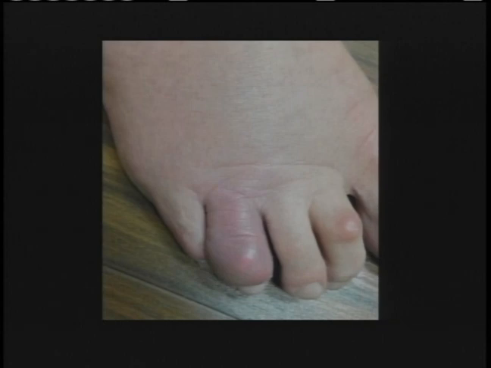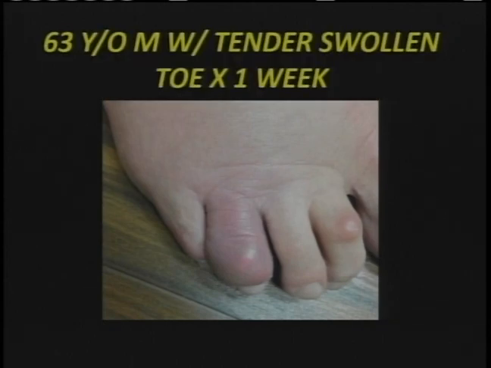So this is a patient who presented with a tender swollen toe for a week. This is probably something primary care providers get to see and I rarely get to see. So when they presented to me, it was kind of fun, and I said, go see your primary care provider. So they had gout.